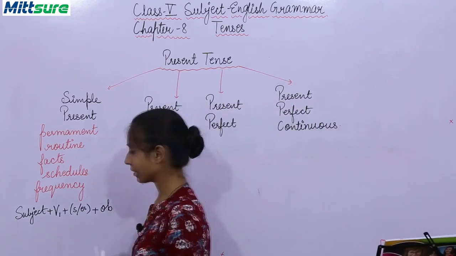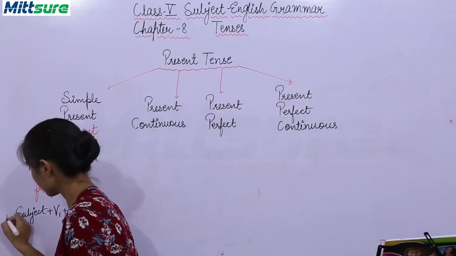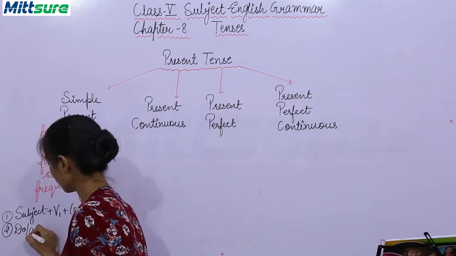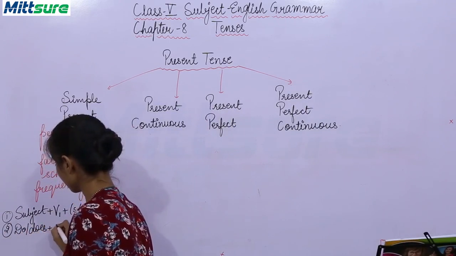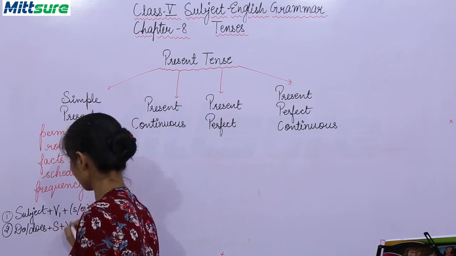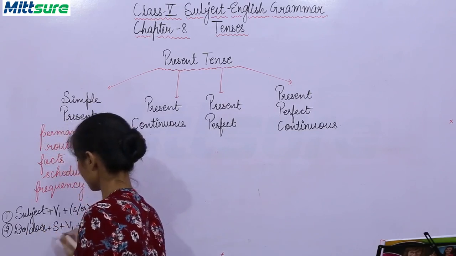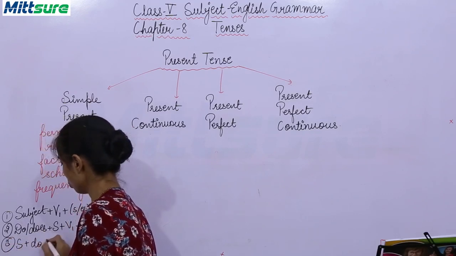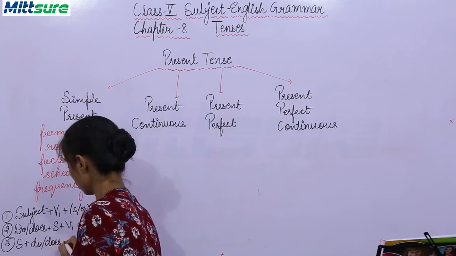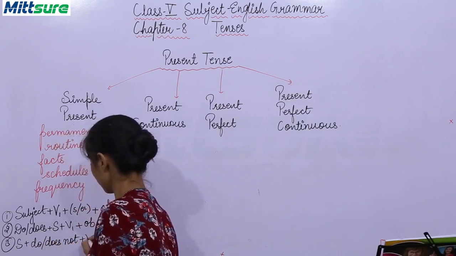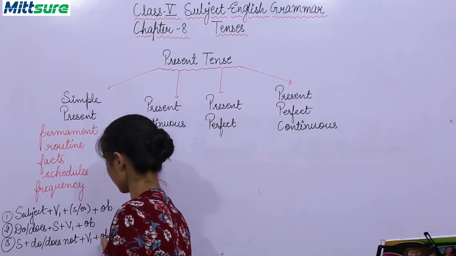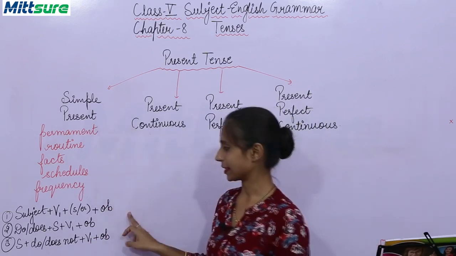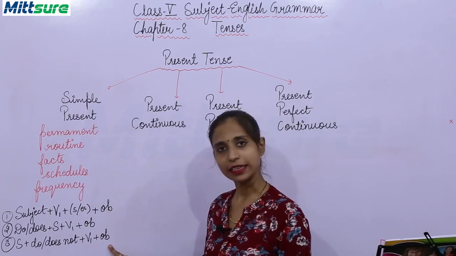This was for assertive sentence. For interrogative sentence: do, does, plus subject plus verb first form plus object. Negative: subject plus do, does, not, plus verb first form plus object. These are the three formulas for simple present tense: assertive, interrogative and negative.